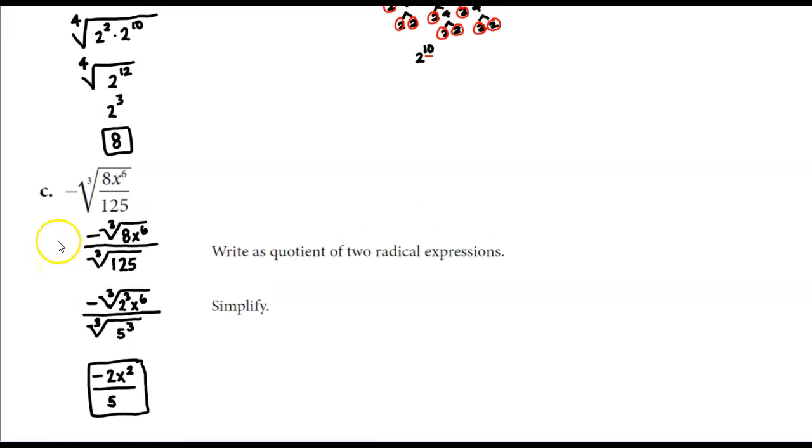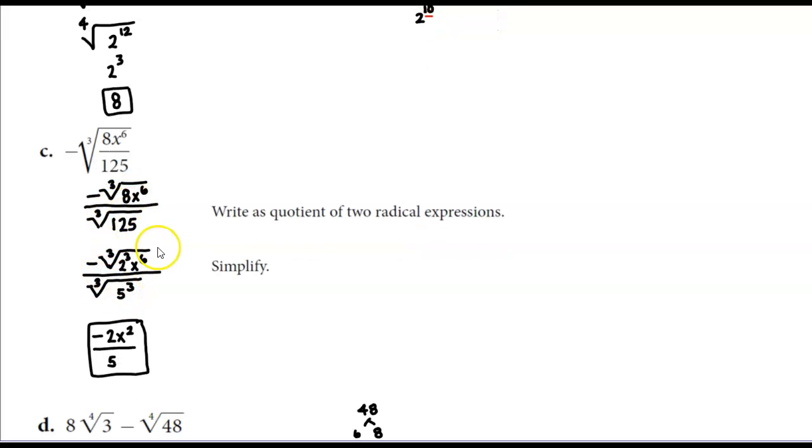Part C, we have the negative cube root of 8x to the 6th divided by 125. We can write this as a quotient of two radical expressions. Either the numerator or denominator has to be negative, so we're making the numerator negative, and we're going to find the cube root of 8x to the 6th divided by the cube root of 125.